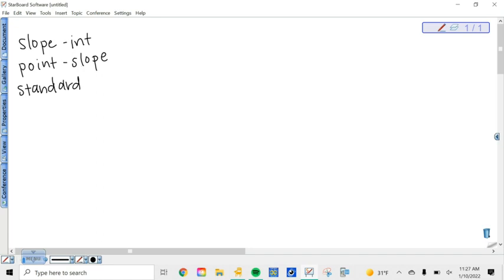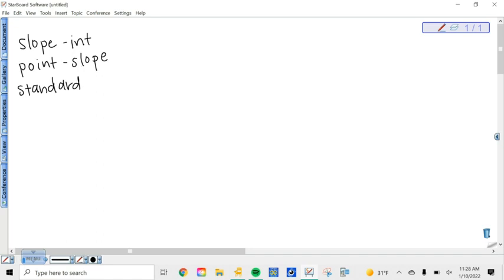Why are we doing this? Because I want to make sure you know. We're not going to use it though? No, you definitely are going to use it. In this next unit, we're going to be graphing a ton of lines. So I need you to be able to know how to graph the lines, and this is the first step, being able to know what kind of equation you're given.